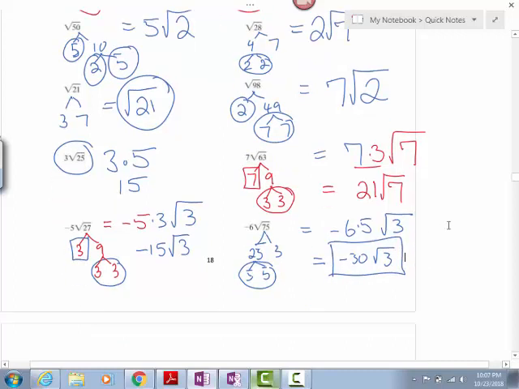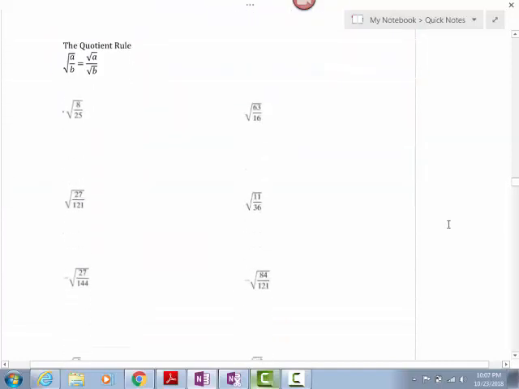All right, let me scroll down a little bit further. Okay, now we have the quotient rule. So again, I'm going to do the same thing. I have the square root of a fraction. I'm going to think about the square root of the top and the square root of the bottom. When I look at the first problem here, it's the square root of 8 over 25. Immediately, I already know the square root of 25 is 5. When I think of 8, 8 is 2 times 4, and 4 is 2 times 2. So that 2 is going to come outside on the top, and that 2 is going to stay inside on the top. Okay.